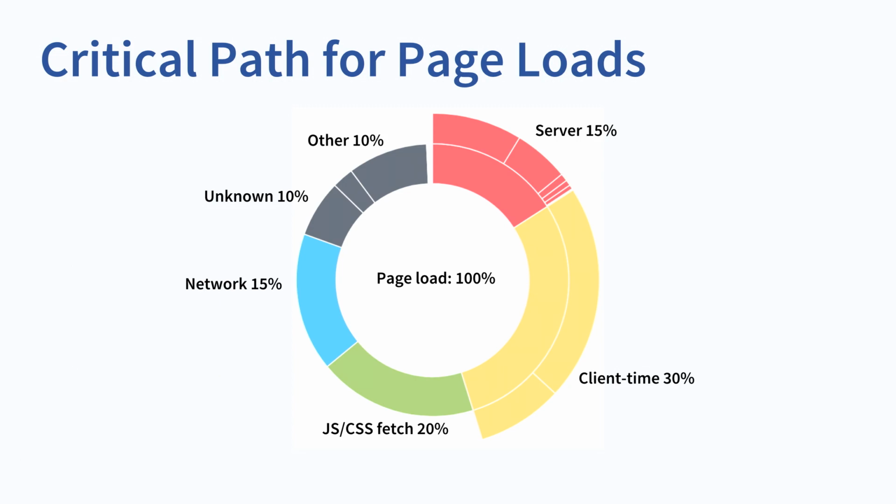We can see that about 30% of the work is client time, and by that we mean time that the browser is doing work. About 20% is time that we're fetching JavaScript and CSS. Then we have network time, server time, and time that we can't measure in this other category. But in general, we can see that over 50% of the time that we're doing work, it's the browser that can be blocking stuff.